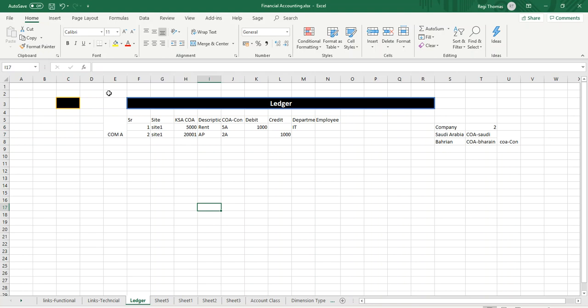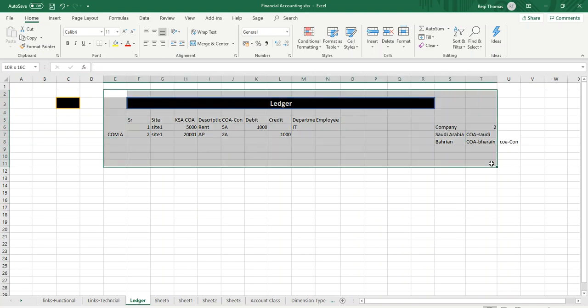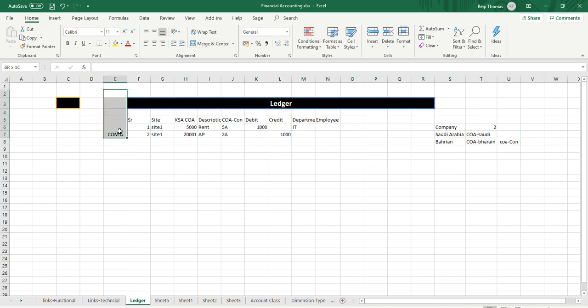Whatever we discussed here, we are going to configure in the Sage X3 system in our study purpose folder. In the next video I am covering how you can configure a ledger according to the requirement we discussed here.